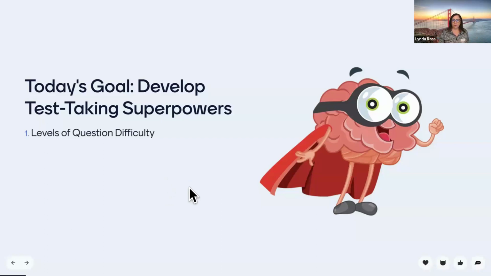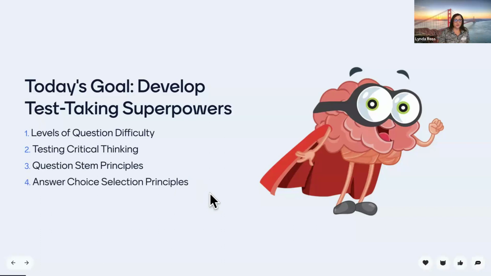Okay. So, what are we going to do? We're going to talk real quickly about levels of question difficulty. What is this critical thinking? How is it tested? And then we're going to get into the principles of question STEM principles and answer choice selection principles. How do I choose an answer? And then we're going to apply. So I have, I think, about five questions that we can apply, and six overall, because the first one is kind of breaking it apart.